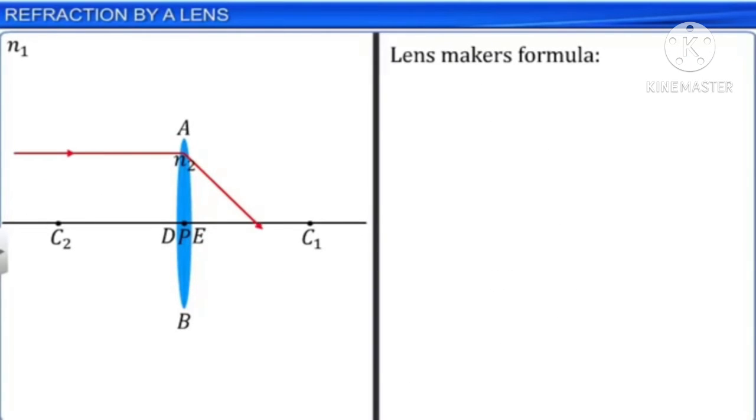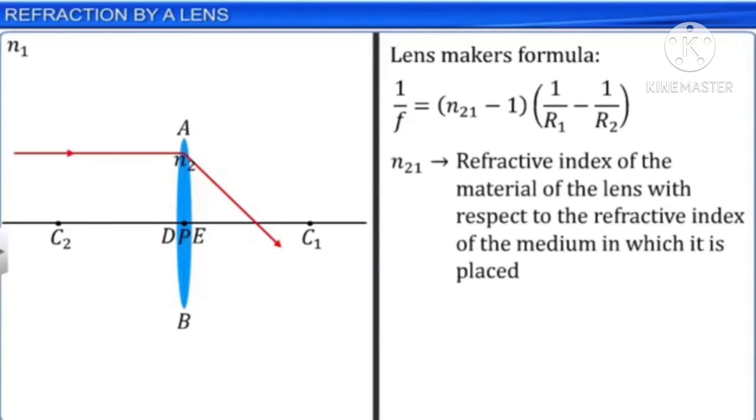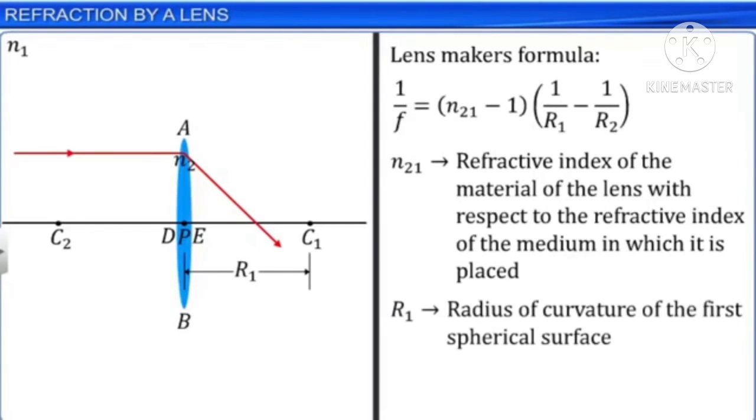Note that N21 is the refractive index of the material of the lens with respect to the refractive index of the medium in which it is placed. R1 is the radius of curvature of the first spherical surface, on which the light ray is incident, and R2 is the radius of curvature of the second spherical surface. It is also very important to apply proper sign conventions.